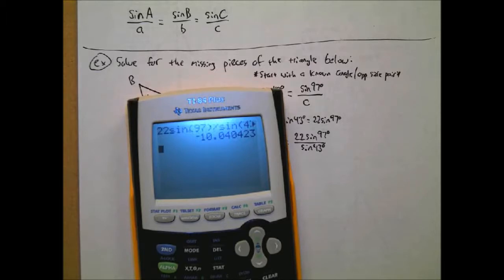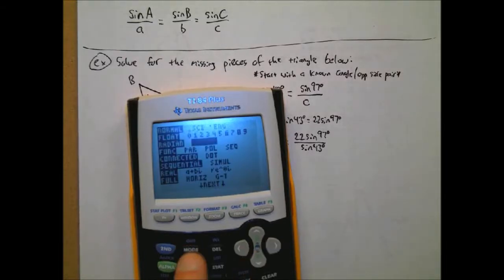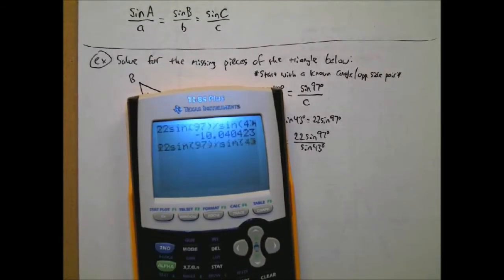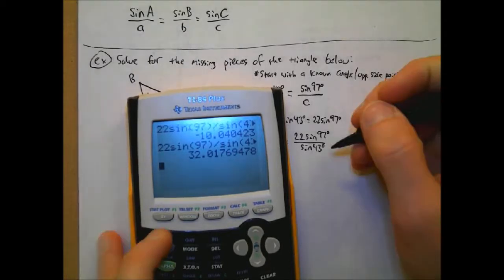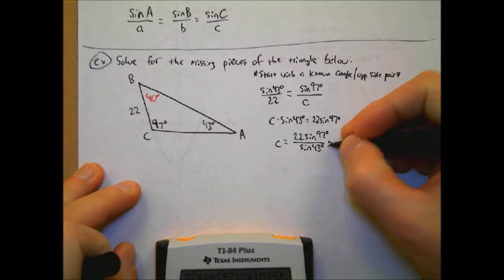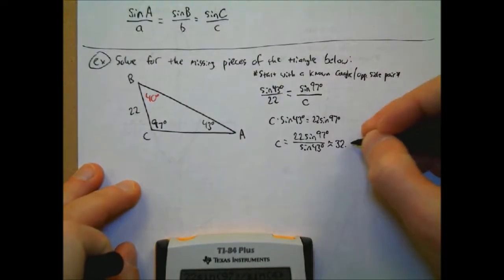I'm in the wrong mode. So go to the mode button, move it to degrees, make sure you hit enter, then do it again, and voila, there's a more appropriate measure. I'm going to use 3 decimal places here, so I'm going to say this is approximately 32.018.